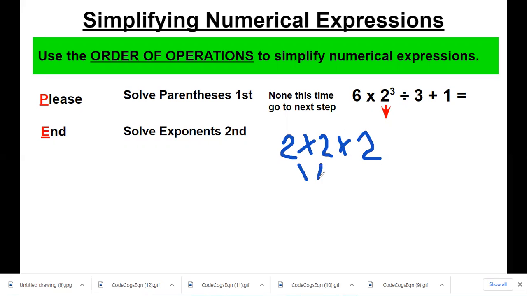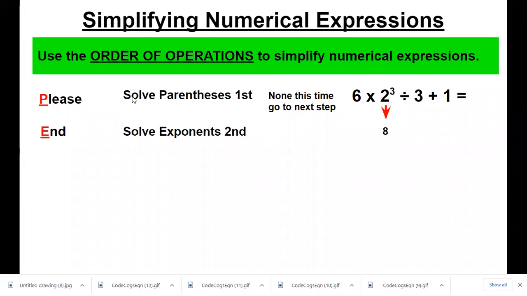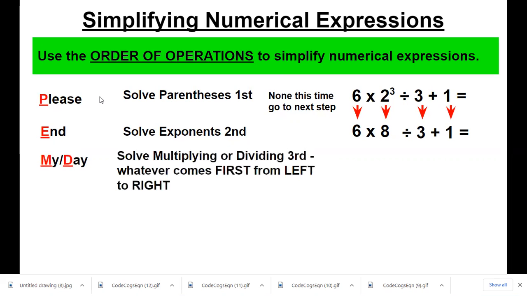Well, 2 times 2 is 4. 4 times another 2 is 8. So that exponent 2 to the third should equal 8. And there it is. And then I just bring everything else down. 6 times, now it's 8, divided by 3 plus 1. Now I do multiplying or dividing, whatever comes first from left to right. Notice this time, I've got to go from left to right.